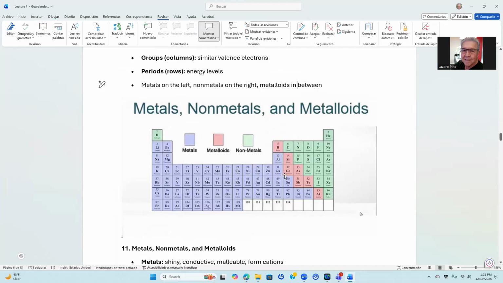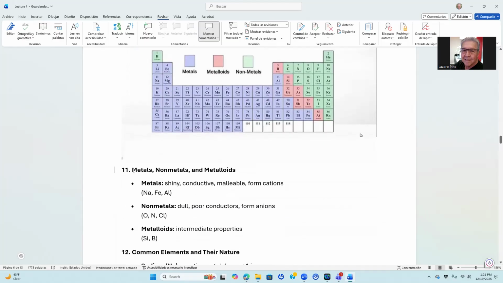And you can see that here we have the green elements are non-metals. The pink ones are the metalloids that have characteristics of non-metals and metals, and the metals are the gray or violet ones. These are the metal ones. So let's see which ones are the characteristics of metals, non-metals, and metalloids.